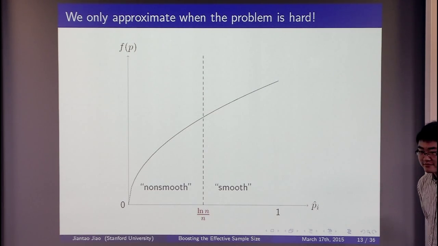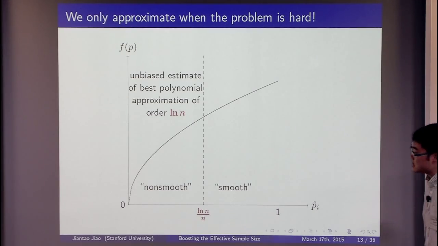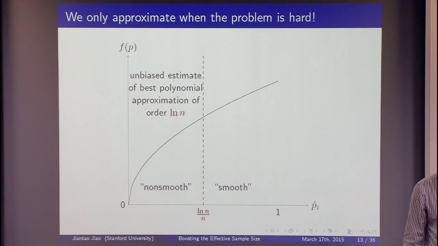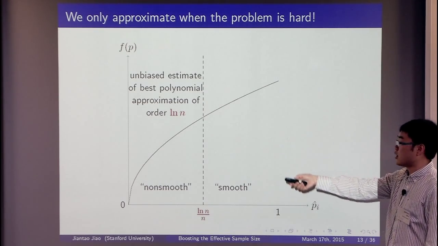Here's our approach. For all the functionals we consider, we decompose the region into two. For each empirical frequency p-hat, if p-hat is smaller than log n over n, we declare you're operating in a non-smooth region. Because for the functions we consider, p log p or p to the alpha, at 0 it is probably non-differentiable or not infinitely differentiable. We think it's bad, and we simply throw that functional away. I replace that by a polynomial with order log n.